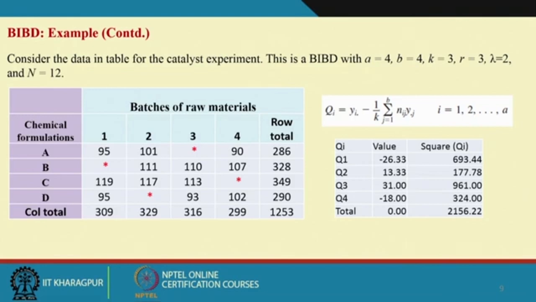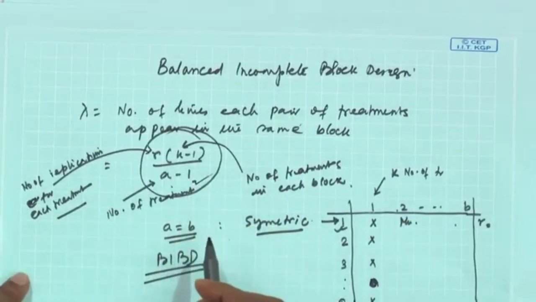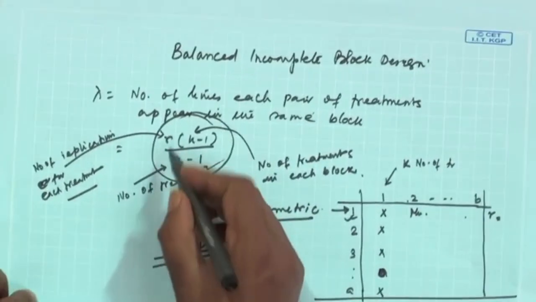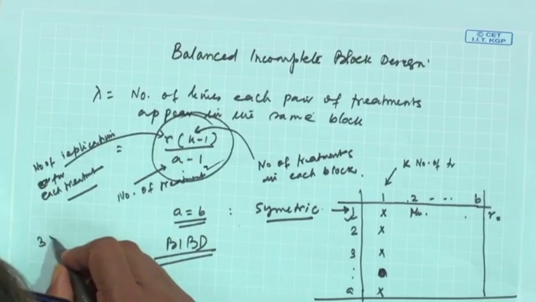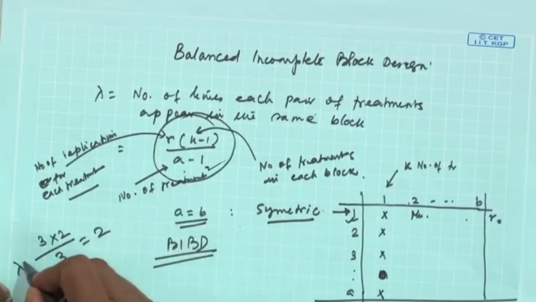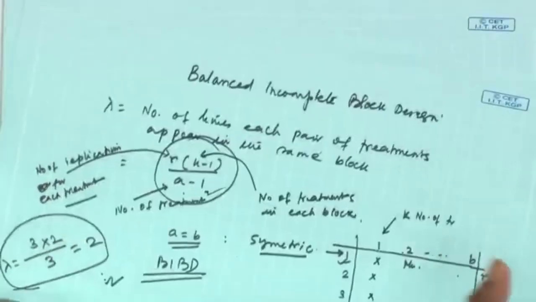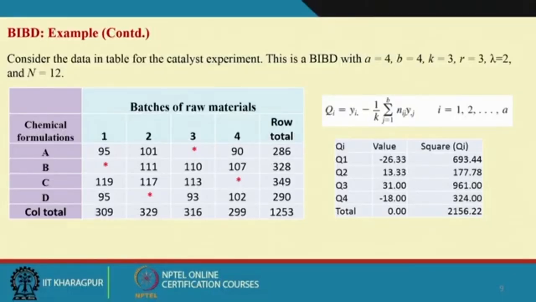So, R, K minus 1 by A minus 1. Okay, so what is R? R is 3, K minus 1 is 2, A minus 1 is 3. So, lambda equal to 2. For this example, lambda equal to 2. Now we will calculate the remaining things.